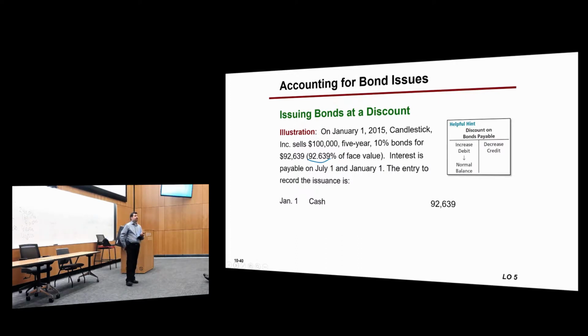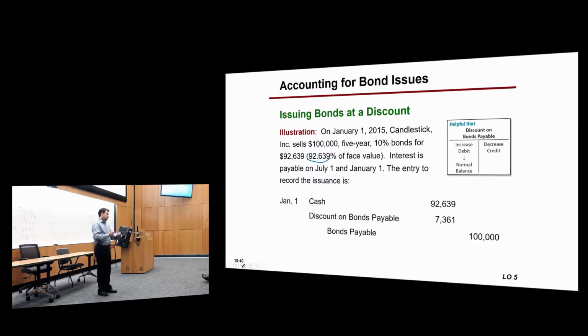What about bonds payable? Still at face value. Bonds payable will always be at face value, which is 100,000. What about the difference between the two? It will be reported as discount on bonds payable. That's a contra account. So the company will debit discount on bonds payable and credit bonds payable 100,000.